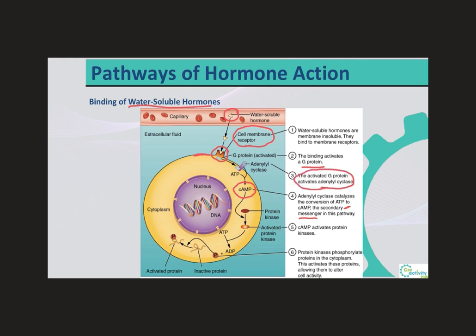So the activated G protein in turn will activate an enzyme that's called adenylyl cyclase, which is also known as adenylate cyclase, which will convert adenosine triphosphate, which is ATP, into cAMP. As this second messenger, cAMP will activate a type of enzyme that's called protein kinase that is going to be present in the cytosol. Then this activated protein kinase initiates the phosphorylation cascade, and this basically will activate these proteins and allow them to alter the activity of the cell.